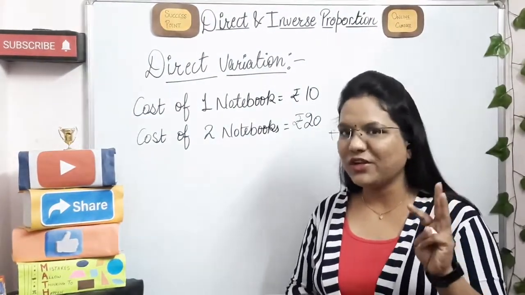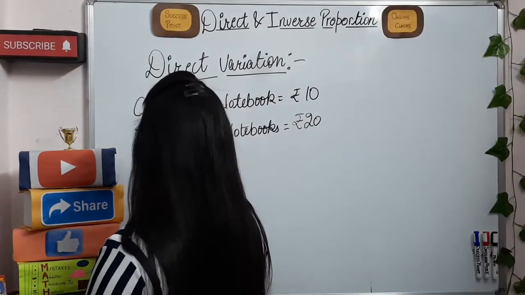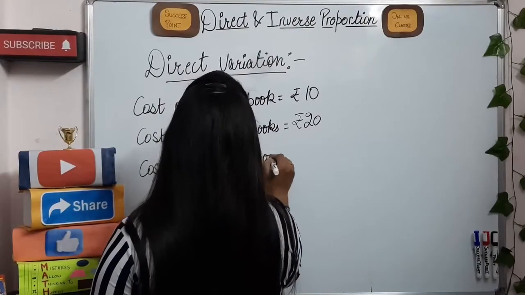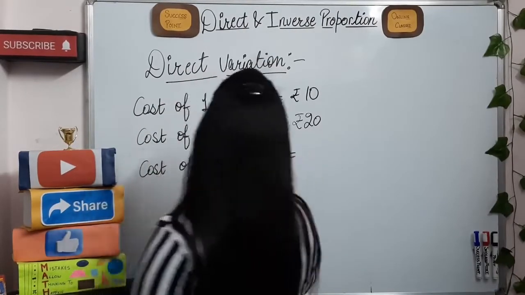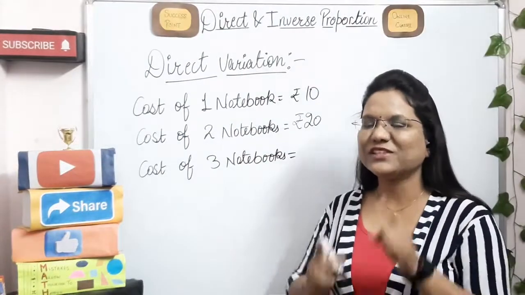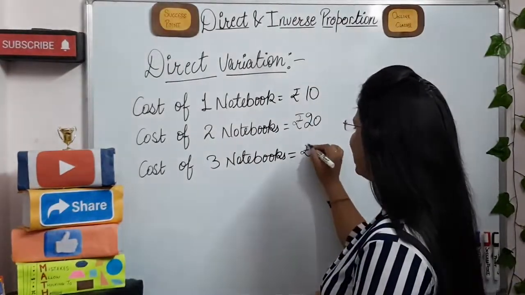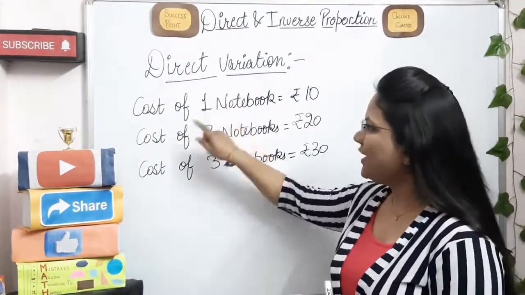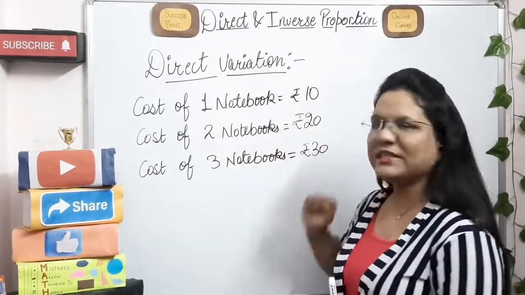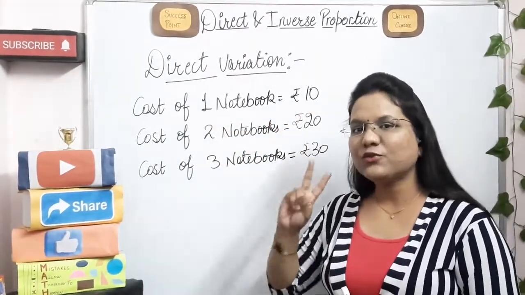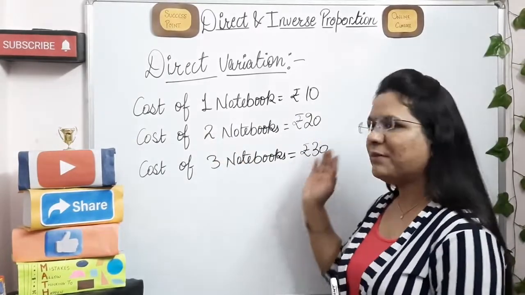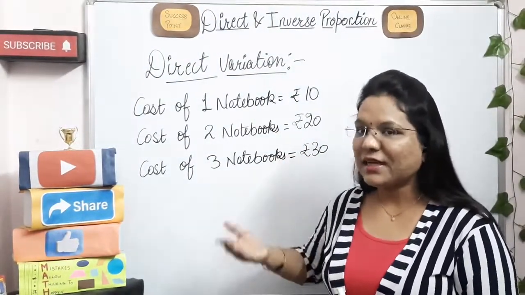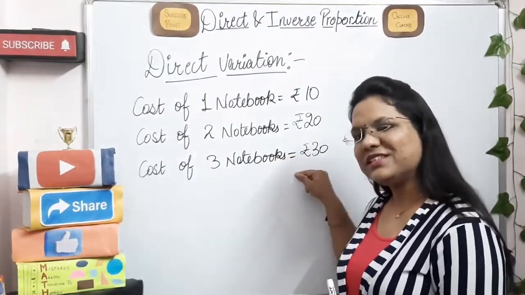Now I want to check the cost of three notebooks. What will it be? Yes, correct. Cost of three notebooks is rupees 30. So what we have learned from this: cost of one notebook is rupees 10. Now if we take two notebooks, the cost will become more. So two notebooks cost is rupees 20. The same with three. Three notebooks cost 30.